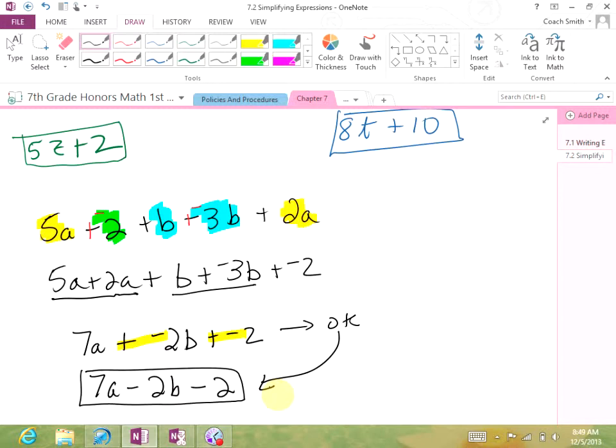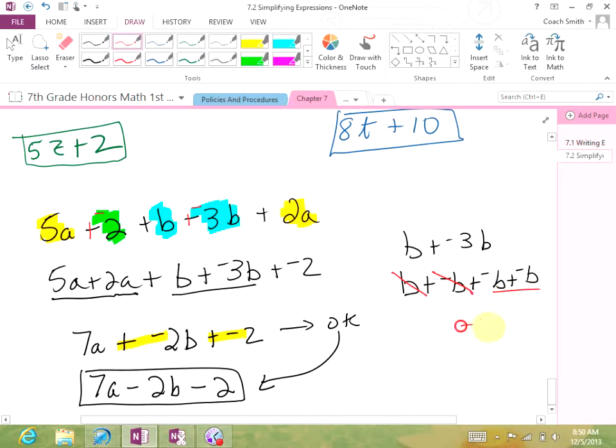Okay. B plus negative 3b. Here's the way to look at it. Like we talked about yesterday, this is b plus a negative b plus a negative b plus a negative b. Okay? A positive and a negative are going to cancel each other out. And so that leaves me with 2 negative 2b's.